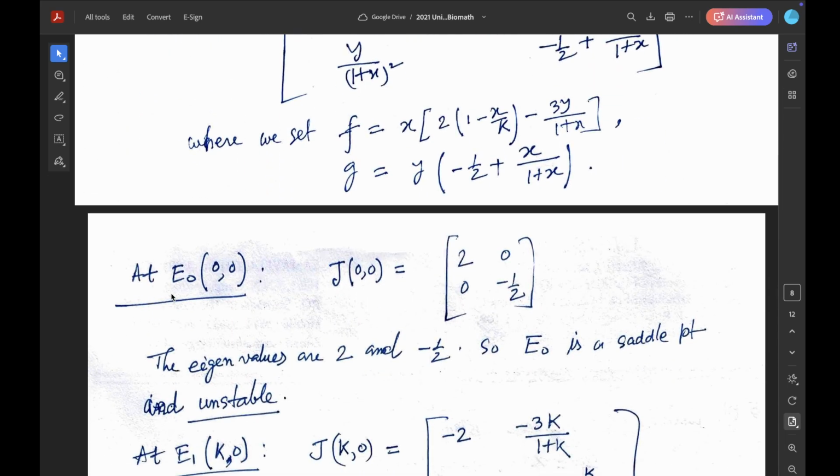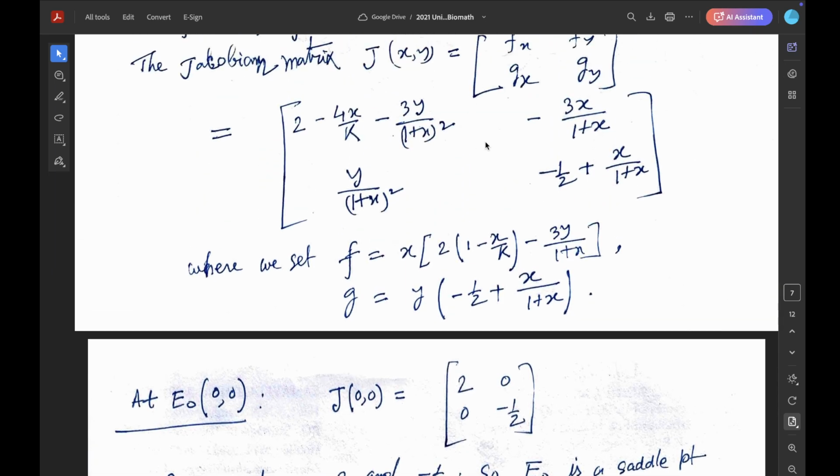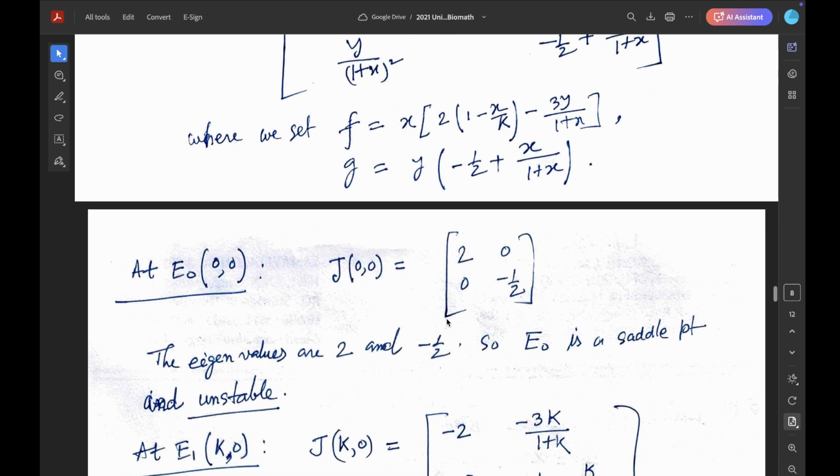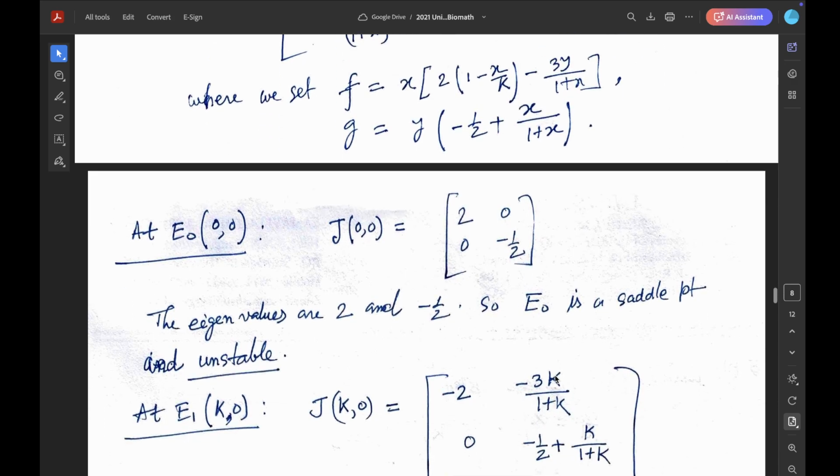At the point E naught, the point 0 0, put x equal to 0, y equal to 0 here. J is then 2, 0, 0, minus half, a diagonal matrix. So eigenvalues are 2 and minus half. So E naught is a saddle point, because 2 is a positive eigenvalue, and it is unstable.